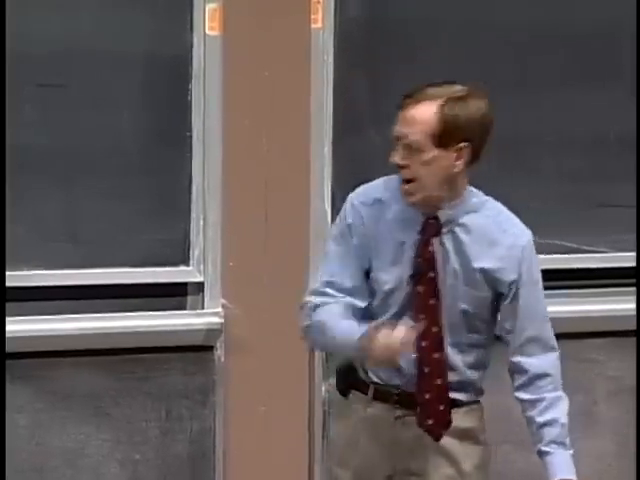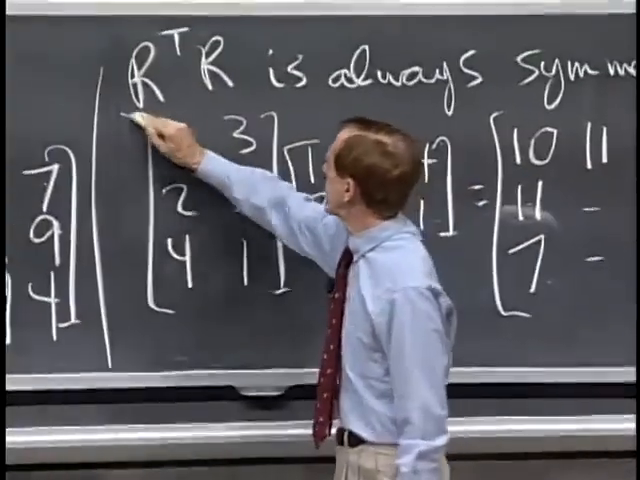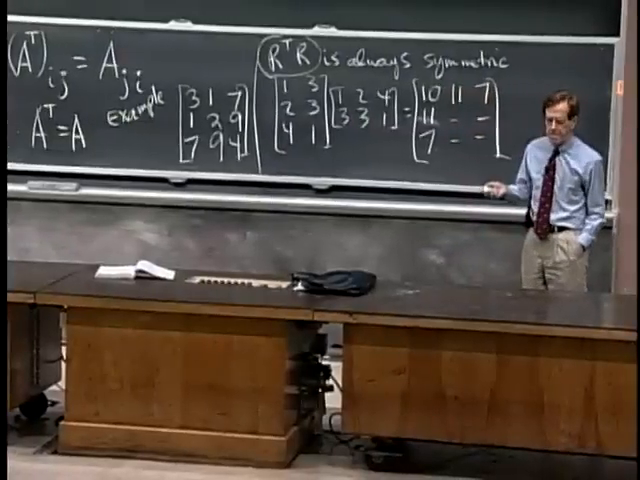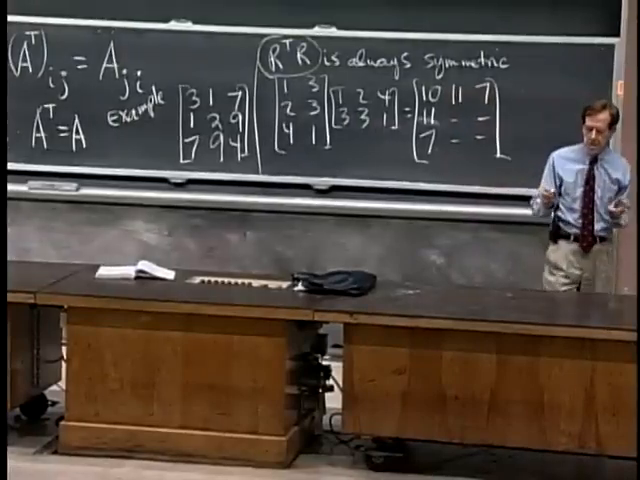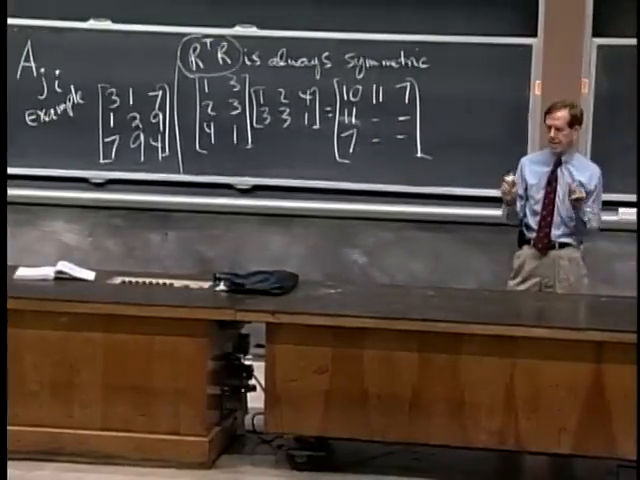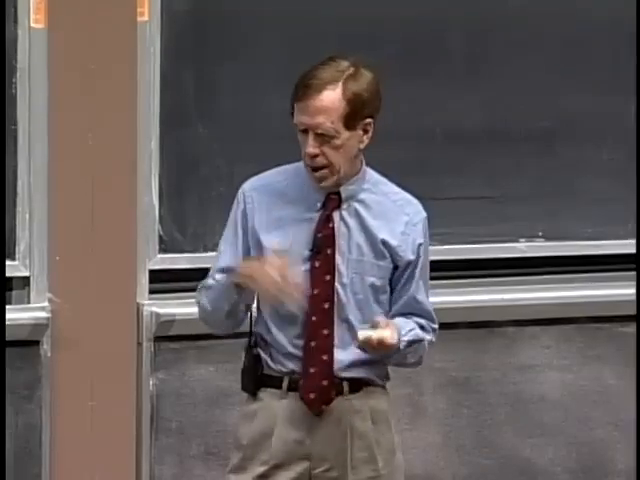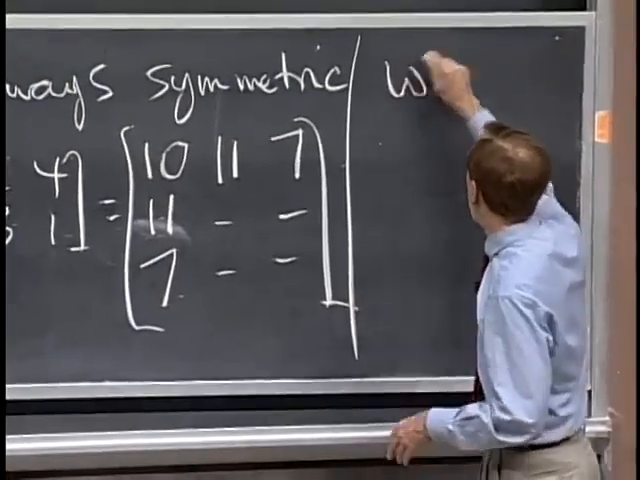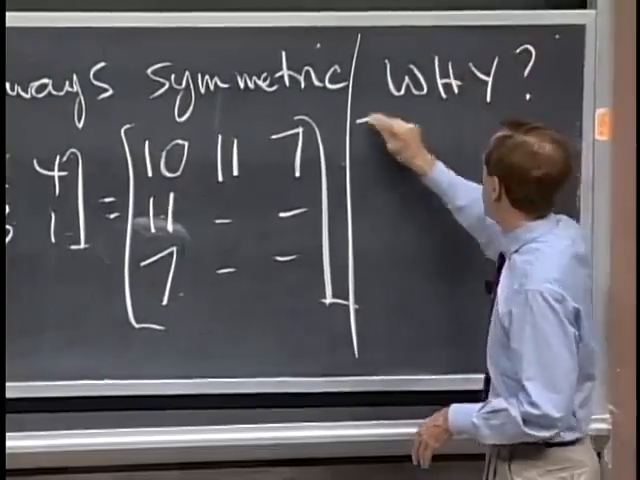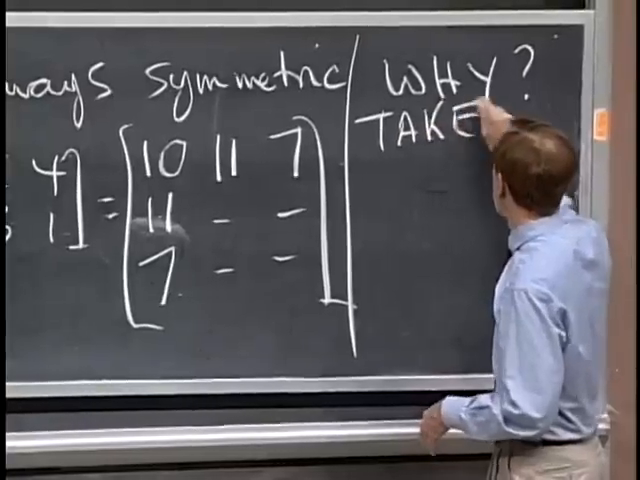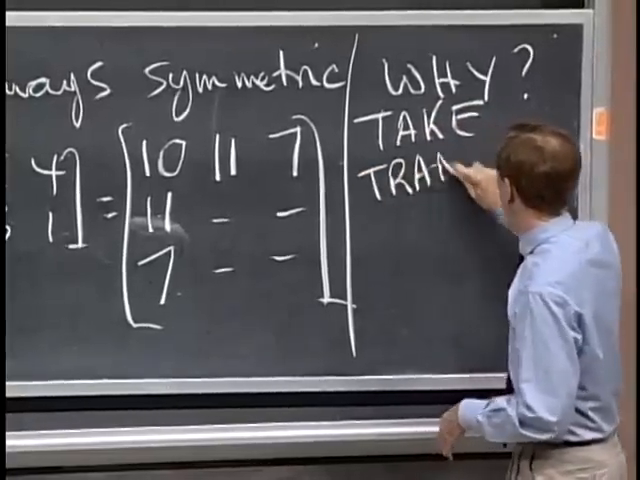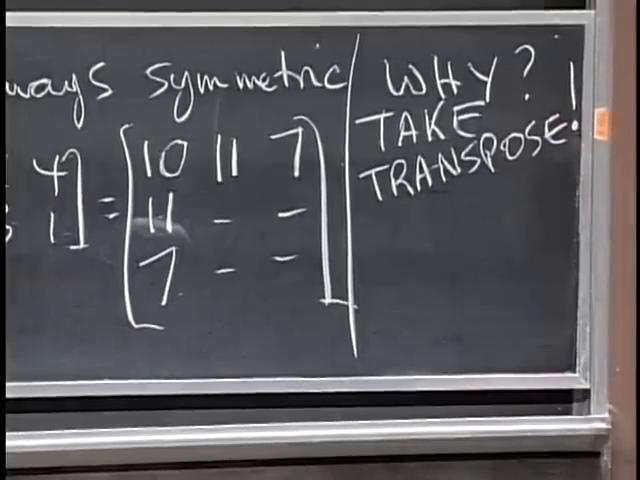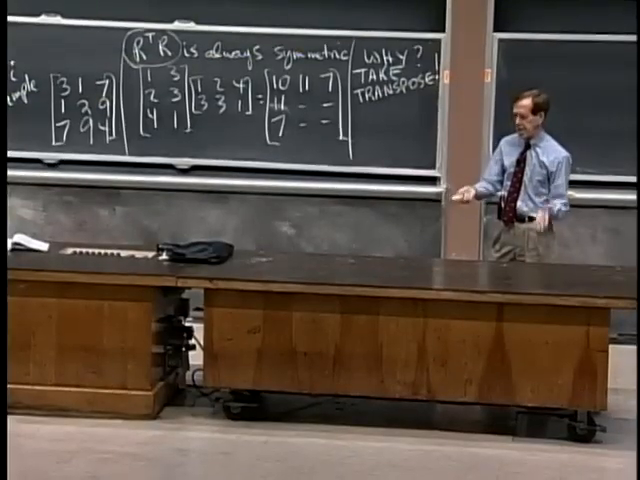But just tell me, if I transpose this guy, how do I know it's symmetric? Well, I'm going to transpose it, and when I transpose it, I'm hoping I get the matrix back again. So can I transpose R transpose R? Why? Well, my suggestion is take the transpose. That's the only way to show it's symmetric. Take the transpose and see that it didn't change.